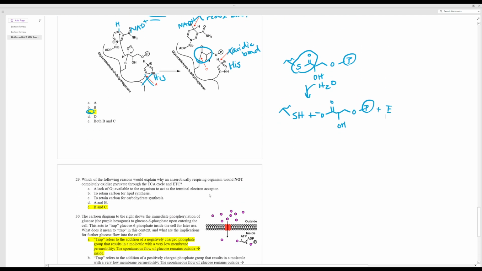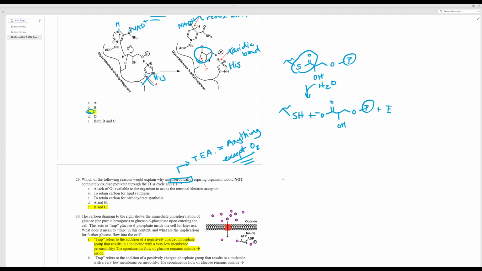Okay. 29. Which of the following reasons would explain why an anaerobically respiring organism would not completely oxidize pyruvate through the TCA cycle and ETC? Anaerobically respiring organisms, aka its TEA, its terminal electron acceptor, is anything except O2. Literally any molecule that is capable of accepting electrons could be the thing here, except for O2.